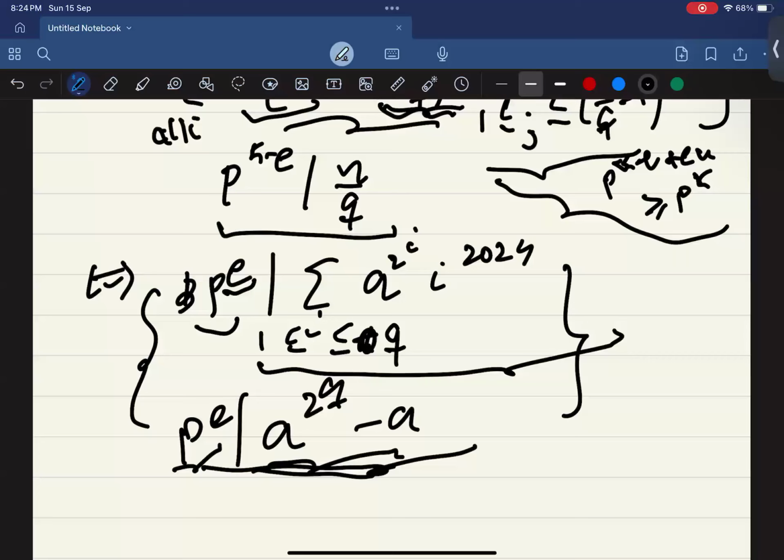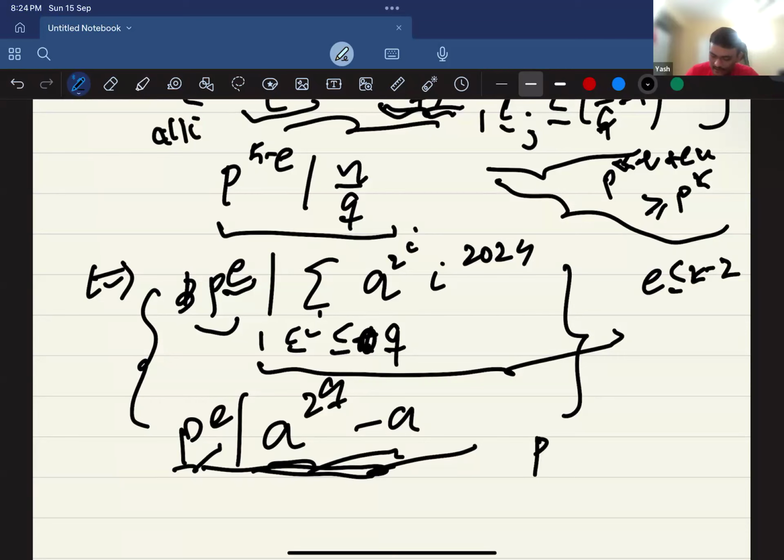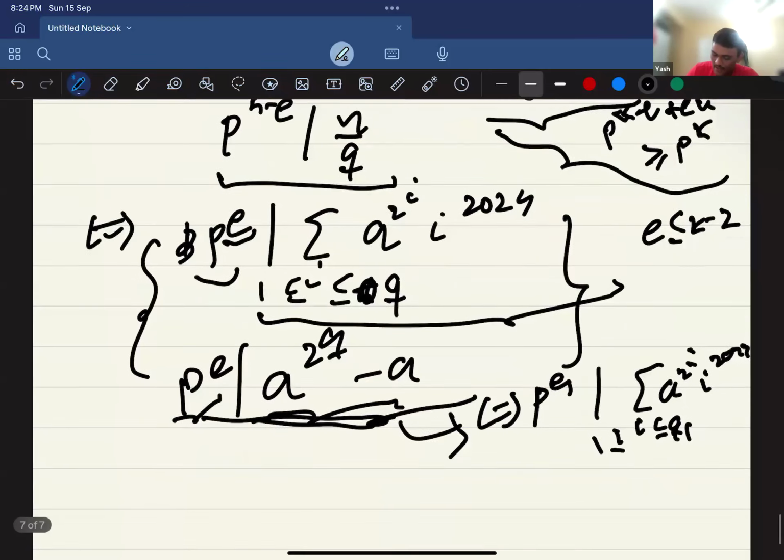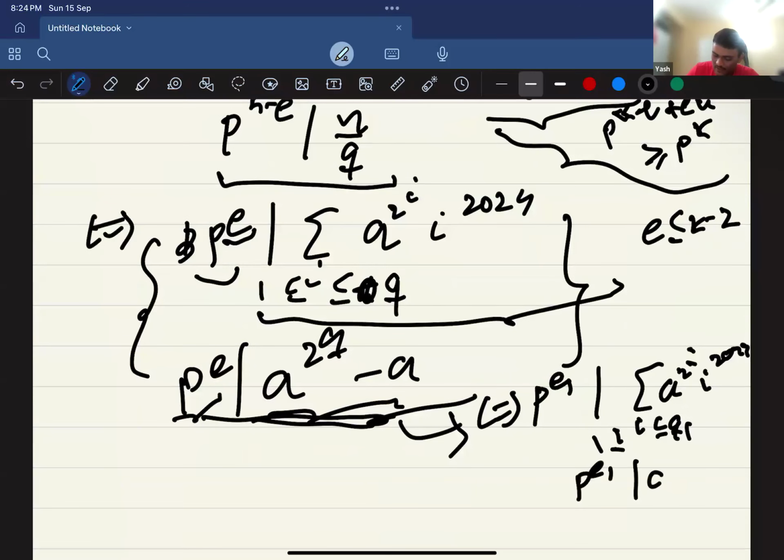Could you just go over the last thing? We have reduced it to the smaller one, yeah. The condition I reduced it to was p to the e dividing this thing, and e is less than or equal to k minus 2. So if we repeat the same argument, I'll probably get another e1 such that this thing is equivalent to p dividing a to the 2 to the i, and then p to the e1 also dividing it.